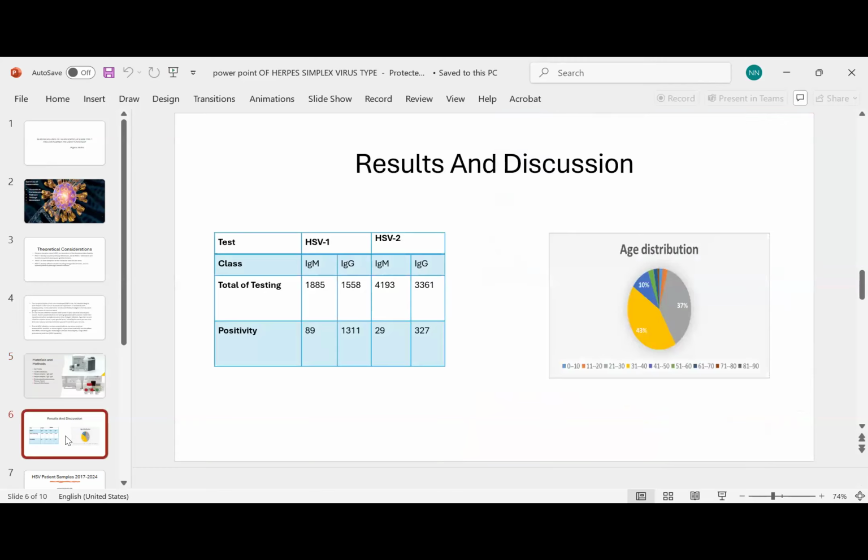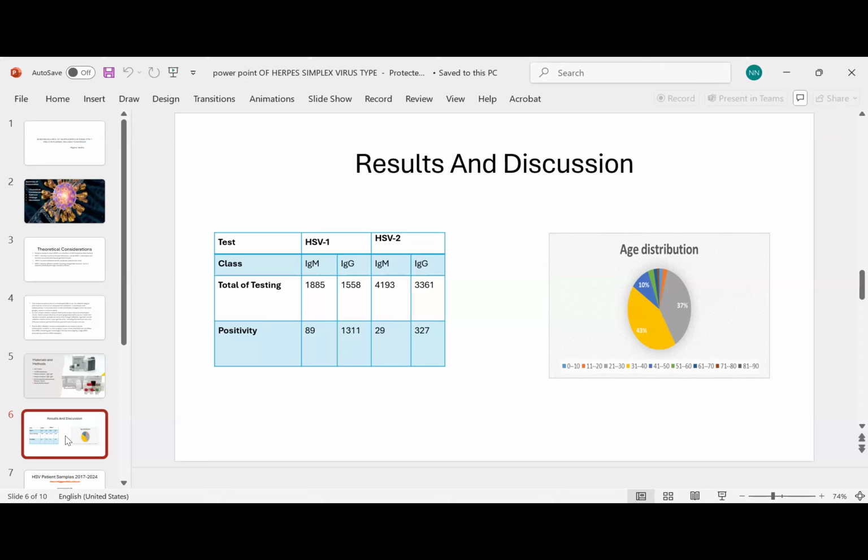All people can be affected by the herpes simplex virus. The high prevalence of herpes simplex virus positivity among individuals aged 21 to 30 years and 31 to 40 years can be explained by several key factors, such as increased exposure and social behavior. People in the 21 to 40 age range are typically more socially active, increasing the likelihood of herpes simplex virus exposure through close personal and intimate contact.